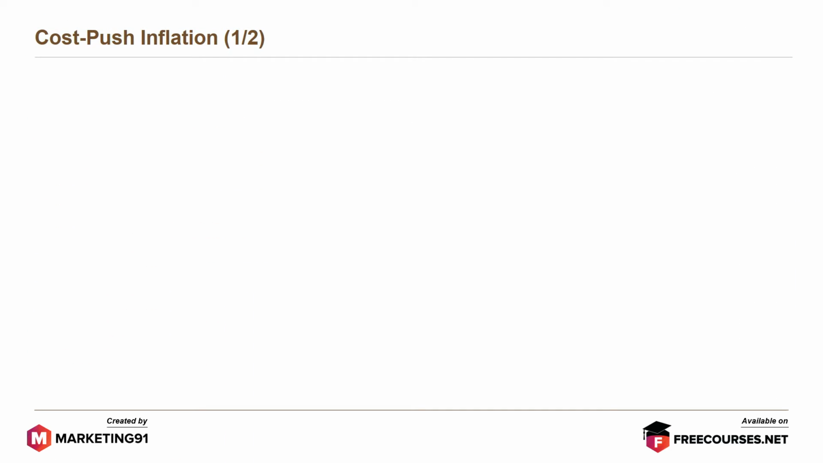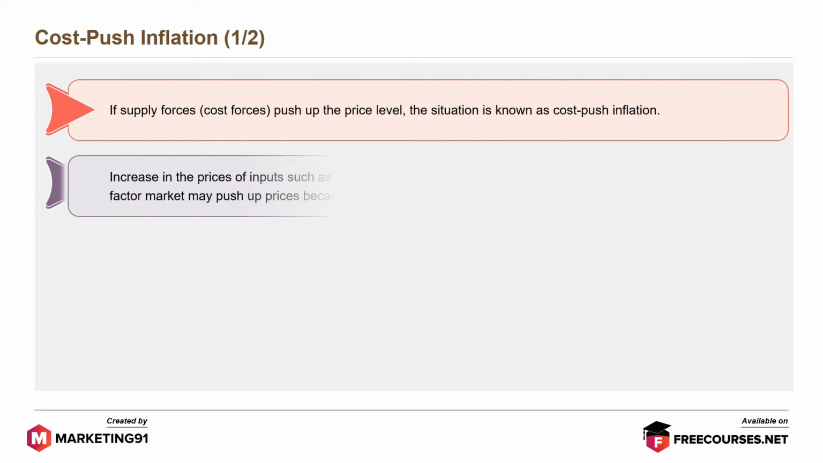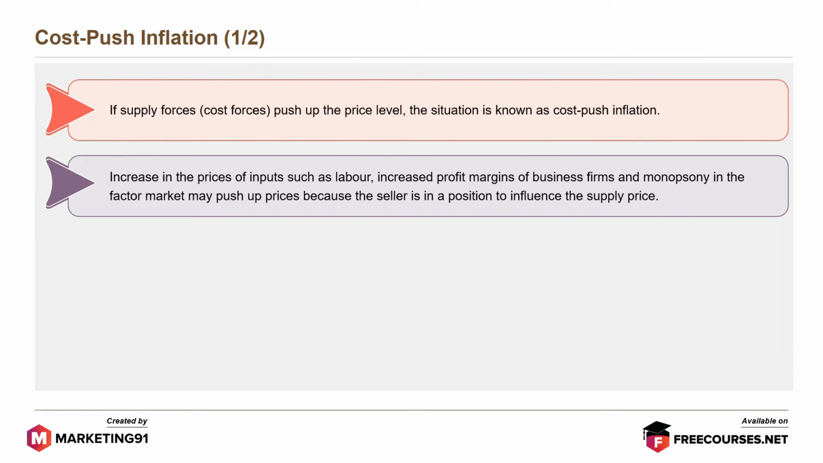The next type is cost push inflation. If supply forces or cost forces push up the price level, the situation is known as cost push inflation. Increase in the prices of inputs such as labor, increased profit margins of business firms, and monopsony in the factor market may push up prices because the seller is in a position to influence the supply price.